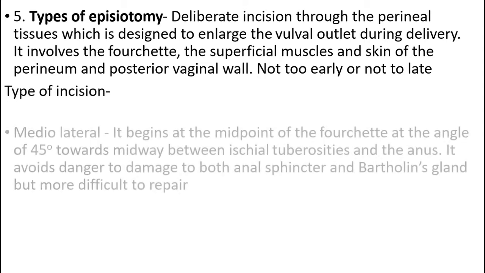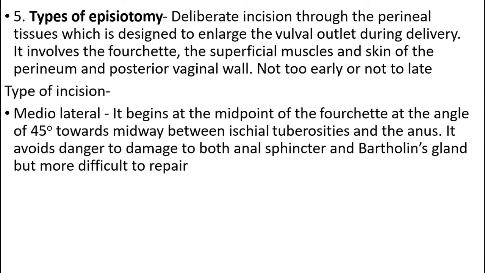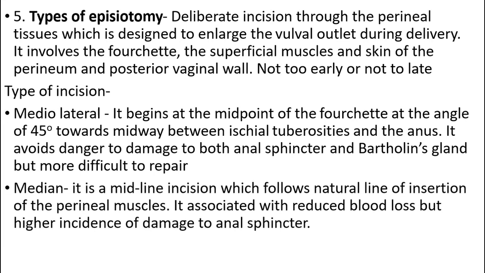Types of incisions include mediolateral. It begins at the midpoint of the fourchette at an angle of 45 degrees towards midway between the ischial tuberosity and the anus. It avoids damage to both the sphincter and Bartholin's gland but is more difficult to repair. Median: it is the midline incision which follows the natural line of insertion of the perineal muscles. It is associated with reduced blood loss but a higher incidence of damage to the anal sphincter.